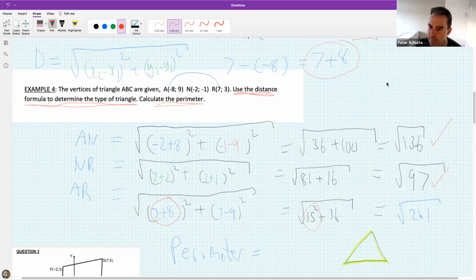Okay, so what is my final perimeter? So if you go square root 136 plus square root 97 plus square root 261, what do you get?